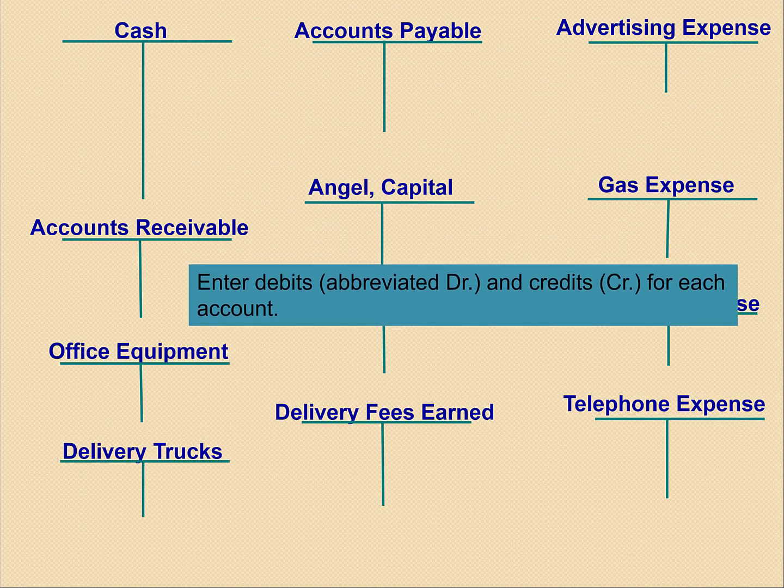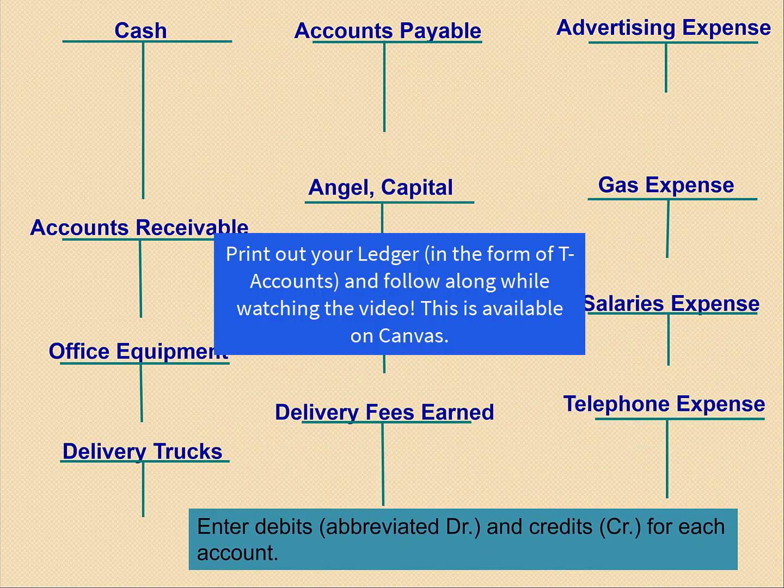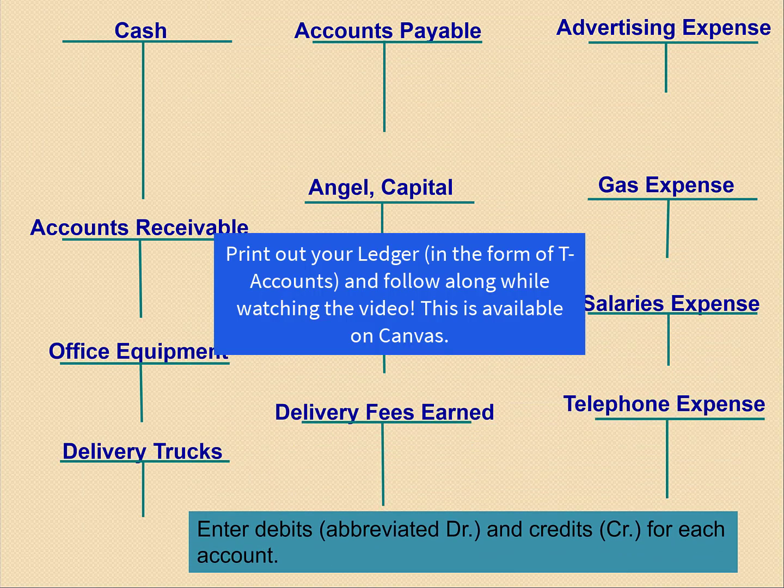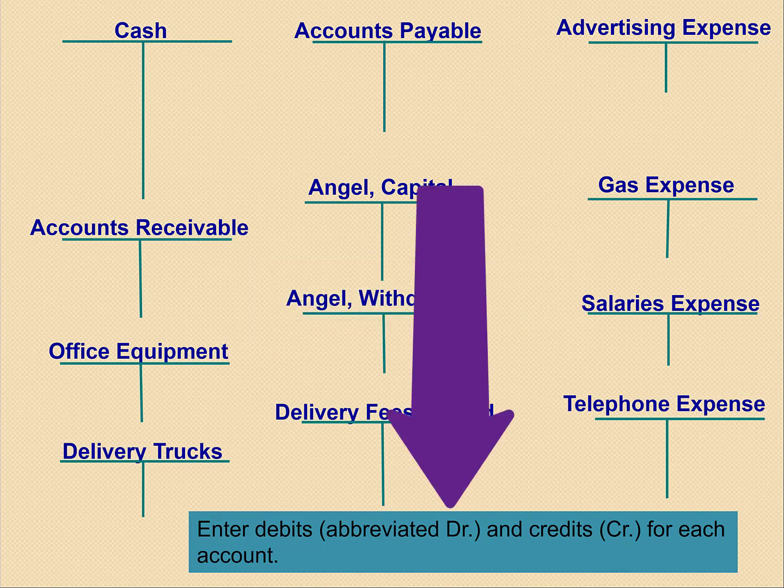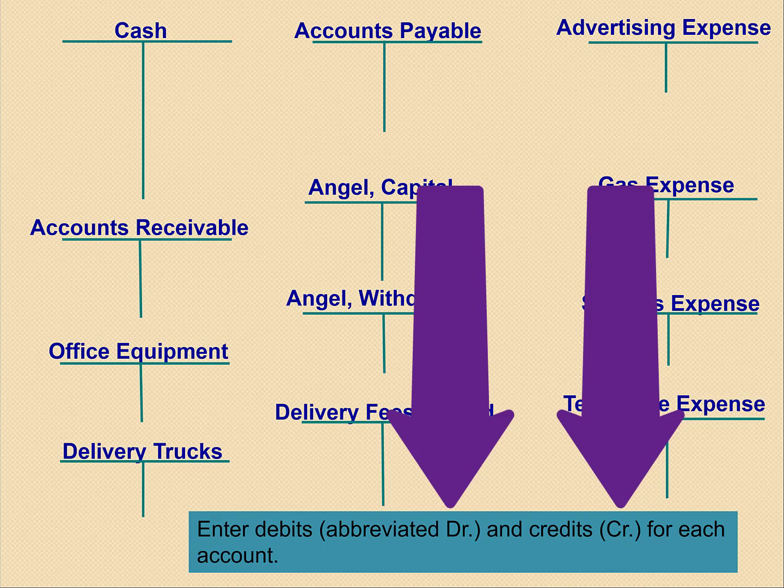So let's get started. You should have printed out this ledger in the form of T accounts. And we want to enter debits and credits for each account. Write small because you're going to have to save some space. And remember, you can abbreviate them: debits should be abbreviated as DR and credits should be abbreviated as CR. So it'll save you some space.